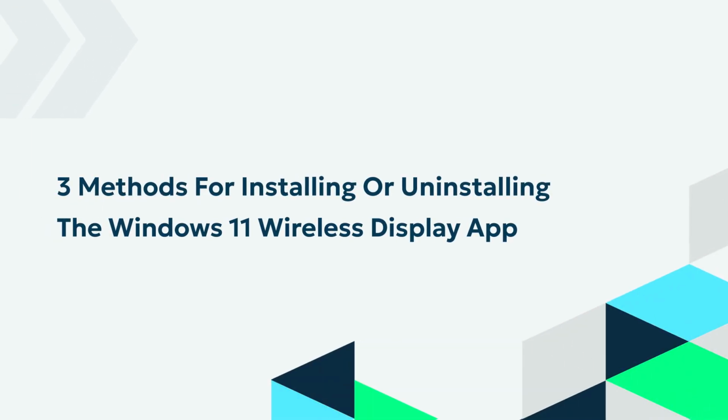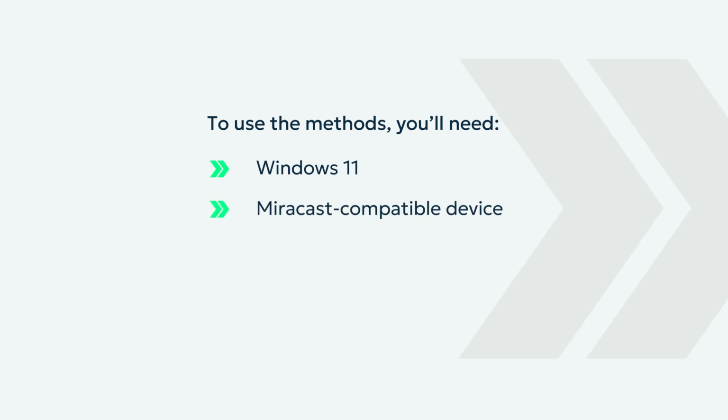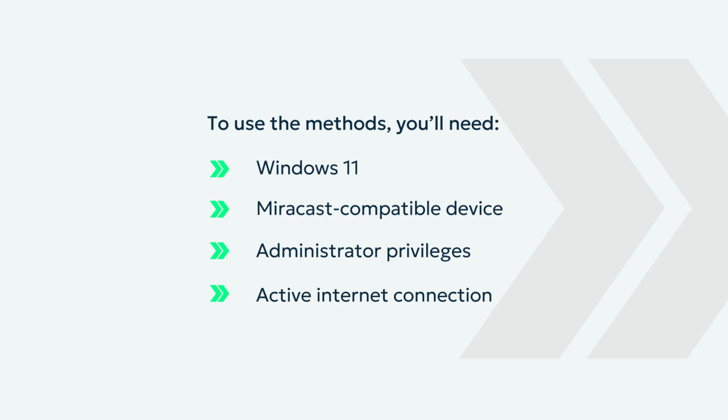3 methods for installing or uninstalling the Windows 11 Wireless Display app. To use the methods in this video, you'll need Windows 11, any edition, a device that supports Miracast, administrative privileges, and an active internet connection for installation. If those requirements are met, let's get into the methods.